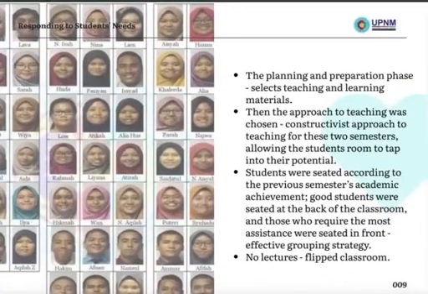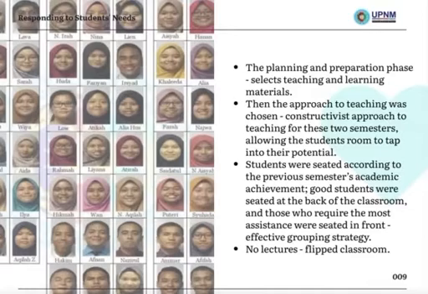A little bit more about the model, or what I did before I used the model. In the planning and preparation phase, as I said, this is where I select the teaching and learning materials. The approach to teaching was also chosen. Mostly I chose the constructivist approach because it gives the students room to tap into their potentials. Students were seated according to the previous semester's academic achievement. Good students were seated at the back of the classroom, and those who required the most assistance were seated in front. This allows for an effective grouping strategy. Now, this is an example of the seating arrangement for the students, 59 of them.